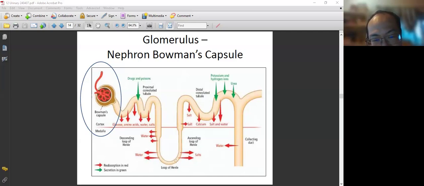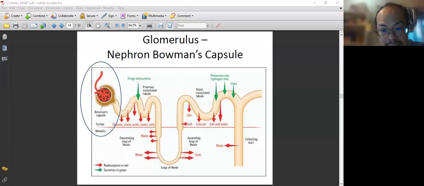The ascending limb is totally water impermeable. Basically, from here on, it's all water impermeable. You cannot take water back. Those are not just passive simple diffusion. This one requires a water channel. So this is not like before, which is leakage. Here you add a water channel to it. We will talk about those later. But basically, from these points on, this epithelial tube becomes very sealed, so water cannot go through.